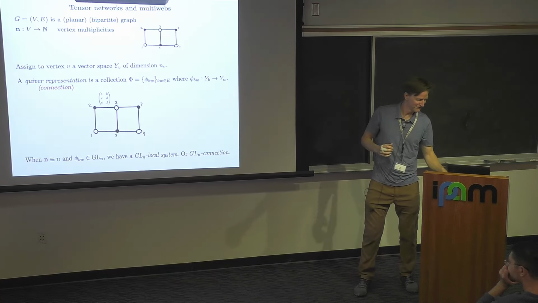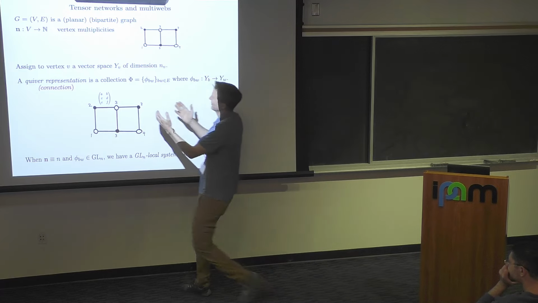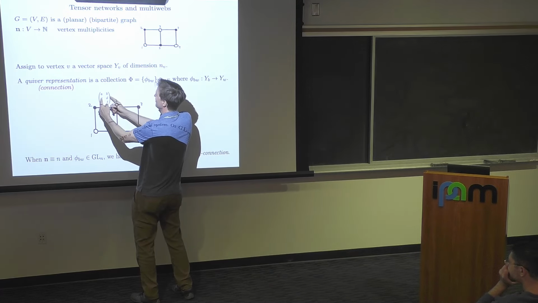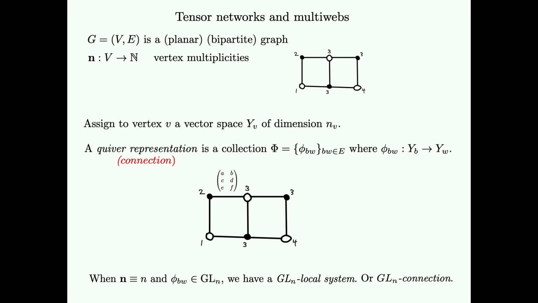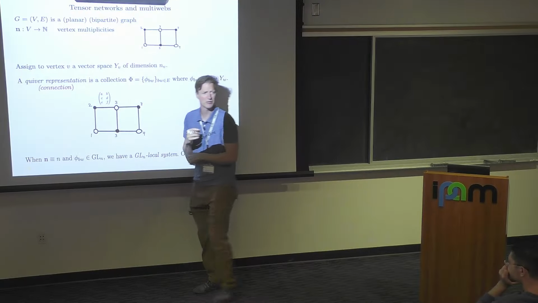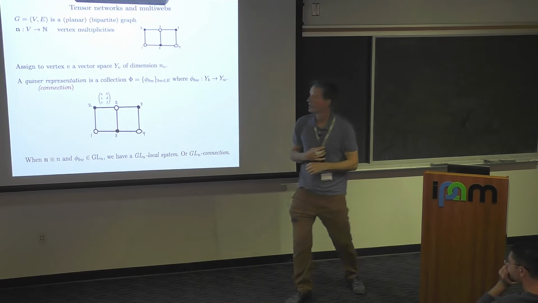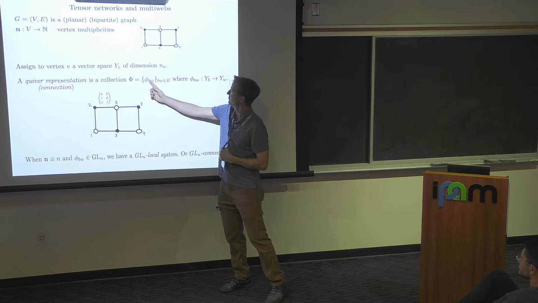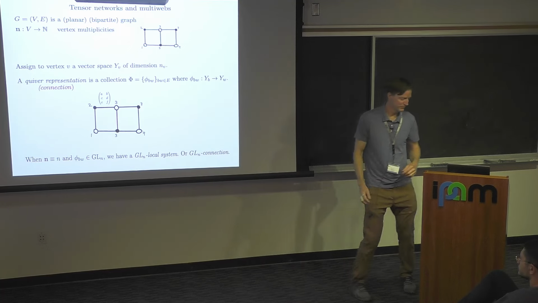Let's go back. This matrix is 2 by 3, not 3 by 2, because I'm going to orient all the edges from black to white. So there's a map going this way, but there's not a map going the other way. So this is a map from a 2-dimensional vector space to a 3-dimensional vector space. These are all oriented from B to W.